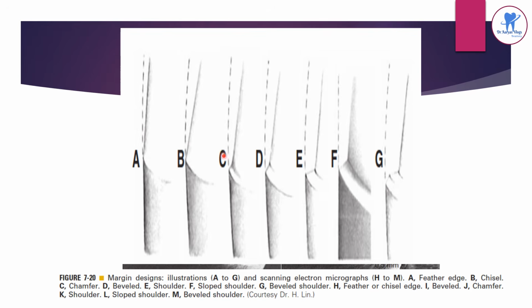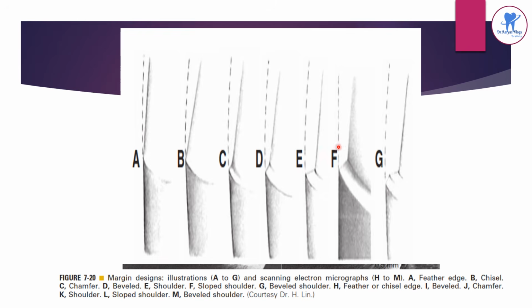Okay, and this is the chamfer finish line. This is the finish line of choice for cast metal restoration. Okay, and here it is the beveled margin. This one is the shoulder finish line. Shoulder finish line is the finish line of choice for all ceramic crowns.